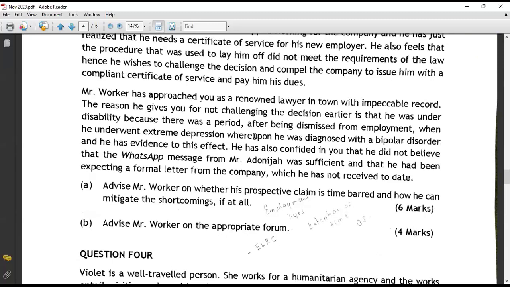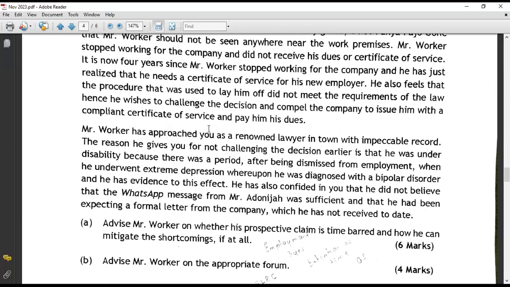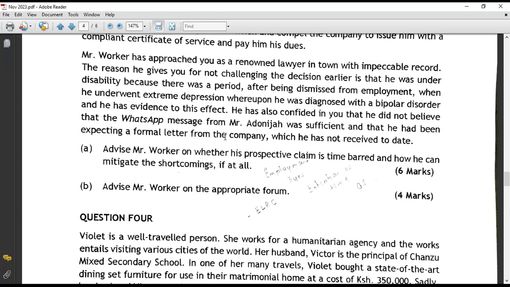So, can a limitation of time be extended? No, because extension of limitation of time usually happens on tort matters like accidents and such kind of things. So the courts have held that limitation of time cannot be extended on employment matters. So that is another part of the answer.